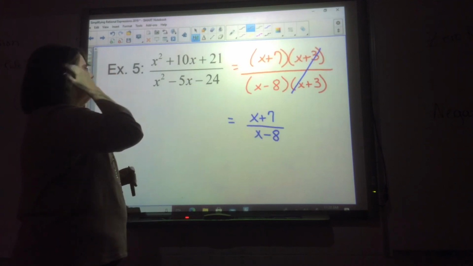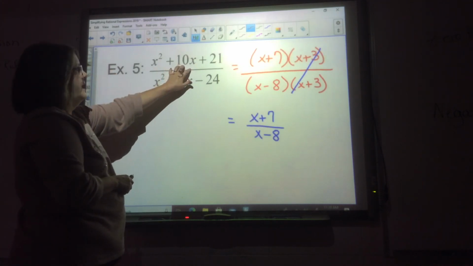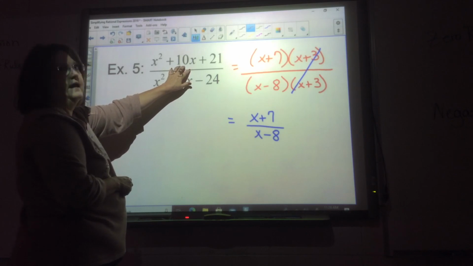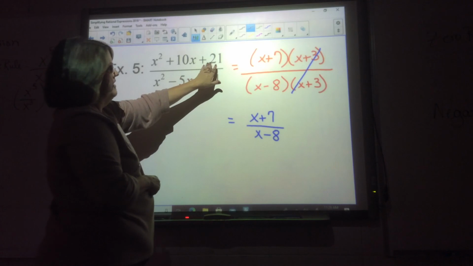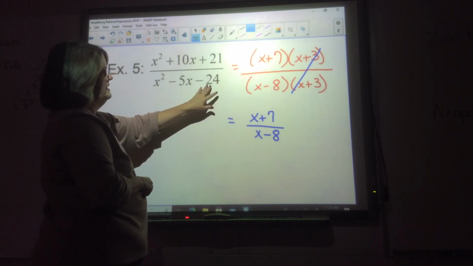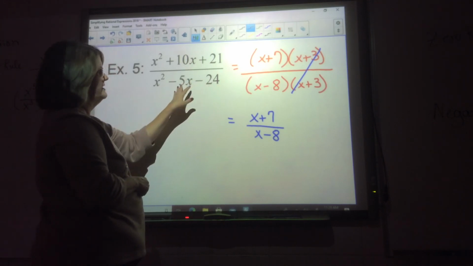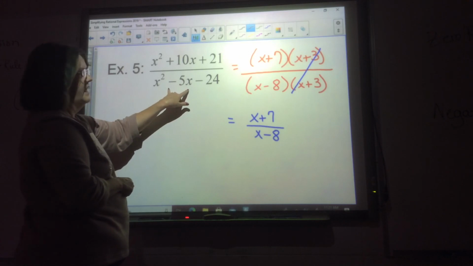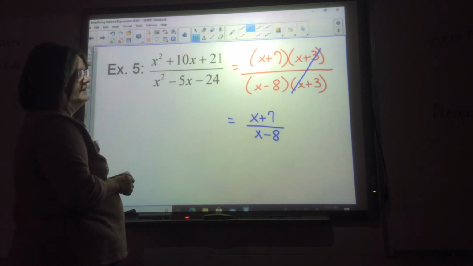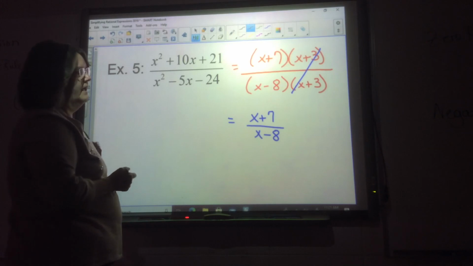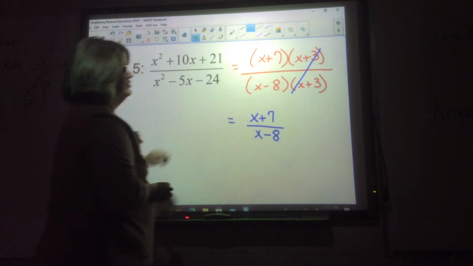All right, this one, go ahead and factor the numerator. That's x plus 3, x plus 7. That's the factors of 21 that add to be 10. The factors of 24 that subtract to be 5 are 8 and 3. The 8 has to be negative to get negative 5. So x minus 8, x plus 3. The x plus 3's cancel, and this is your answer.